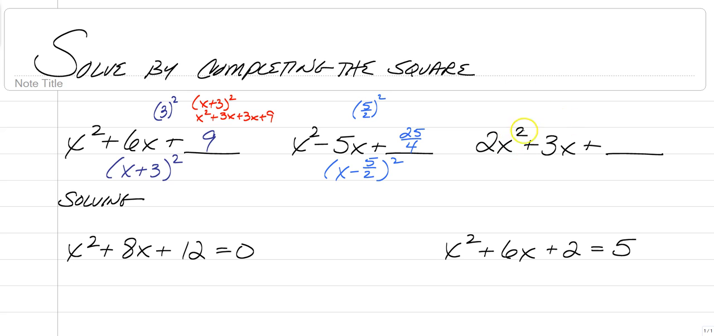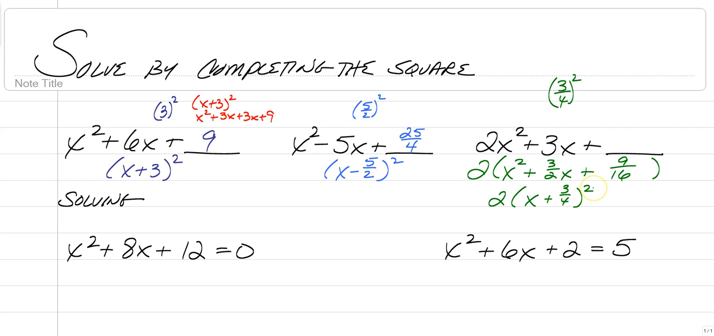And the last one is even more complicated, because before you can complete the square, you need to get rid of this leading coefficient. So the first thing you're going to do is divide that out. So you'll have 2, and then x squared plus 3 halves x plus whatever is going to go on the line. Now, we still have to take half of that. So half of 3 halves is 3 fourths. Squared, we're going to fill this with a 9 sixteenths. Okay, and then we would have this written as 2 times x plus 3 fourths, squared.